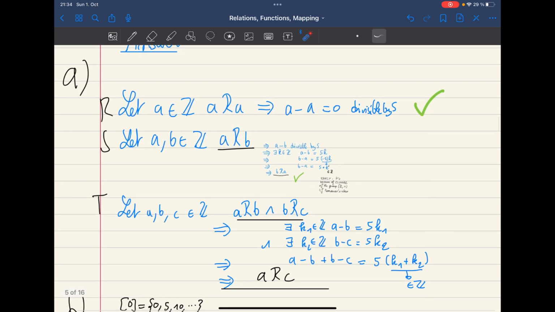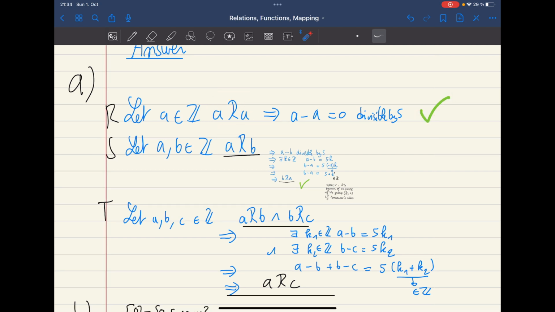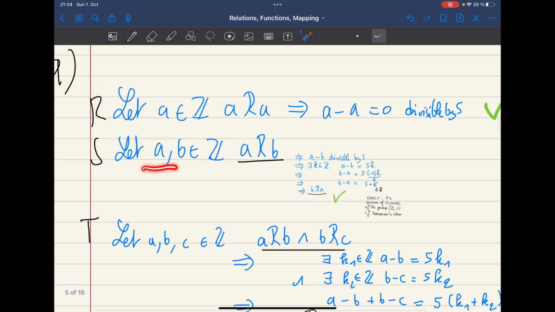So the reflexivity, A is in relation to A, means that A minus A, which is 0, is divisible by 5. And since 0 is divisible by everything except 0, of course, then it's true, because we have A in relation to A. Now the symmetry. Let's take two integers, and we start with A is in relation to B, and we want to end with B is in relation to A. What does it mean? B minus A divisible by 5. And we're gonna get it.